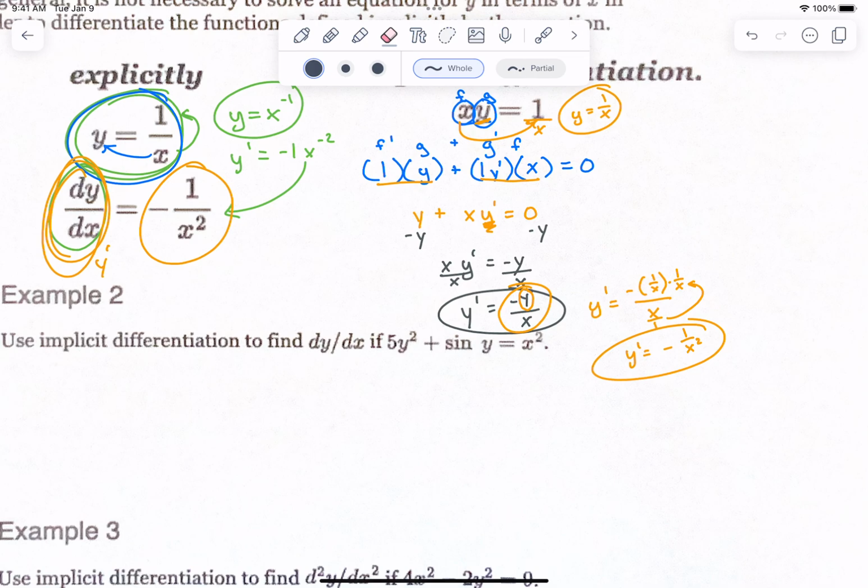We'll do example 2 and example 3, and then we'll be done. We get done at 12:30. Yeah, so we got 15 minutes.